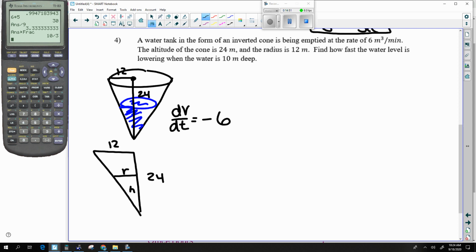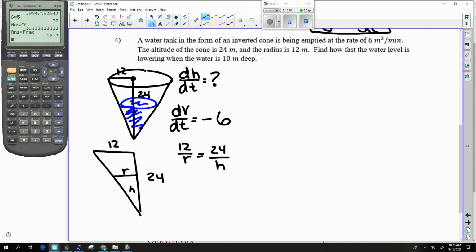All right, so I know that 12 is to R as 24 is to H. Now the ultimate question is, how fast is the water level lowering? So again, H is the height of the water. So the ultimate question is, what is dH/dt?